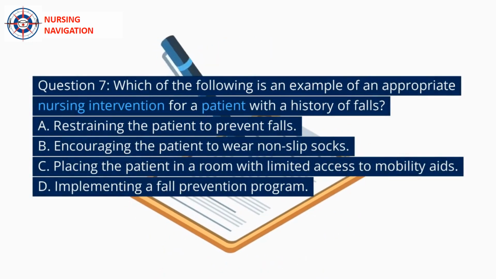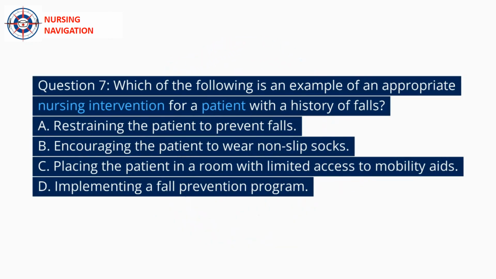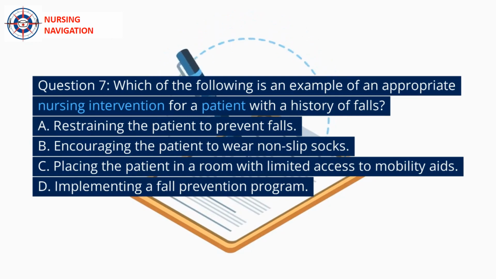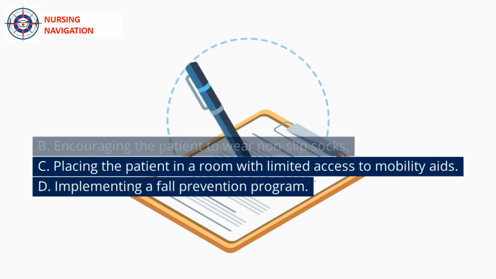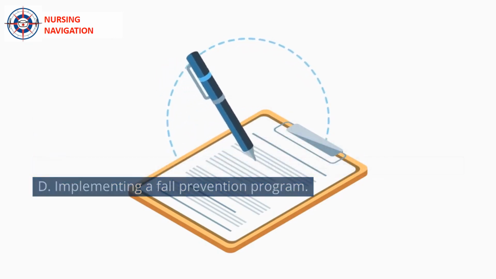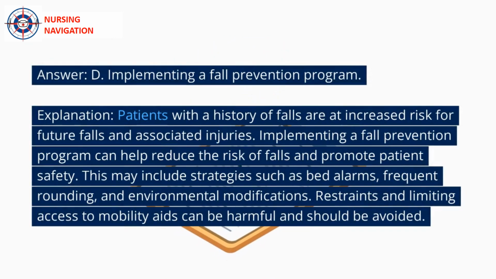Question 7. Which of the following is an example of an appropriate nursing intervention for a patient with a history of falls? A. Restraining the patient to prevent falls. B. Encouraging the patient to wear non-slip socks. C. Placing the patient in a room with limited access to mobility aids. D. Implementing a fall prevention program. Answer. D. Implementing a fall prevention program.